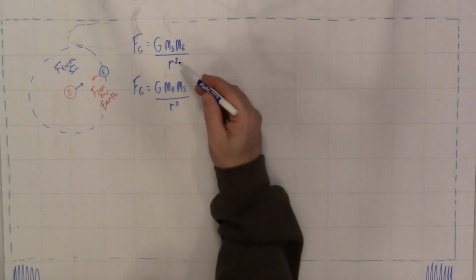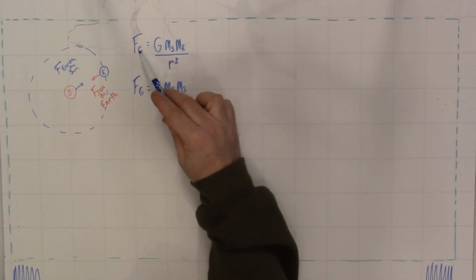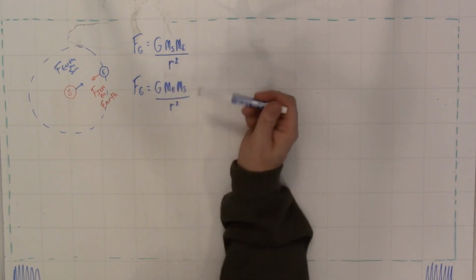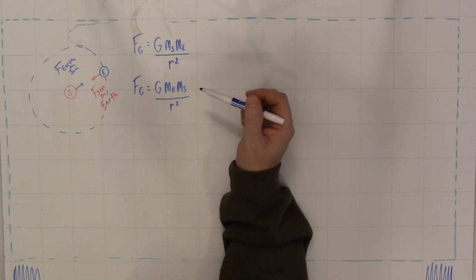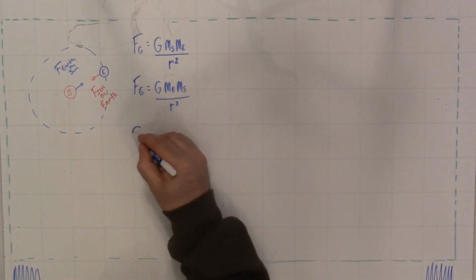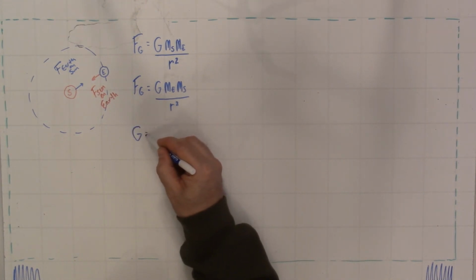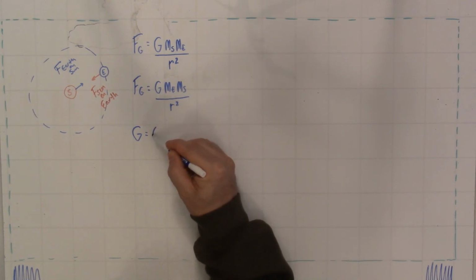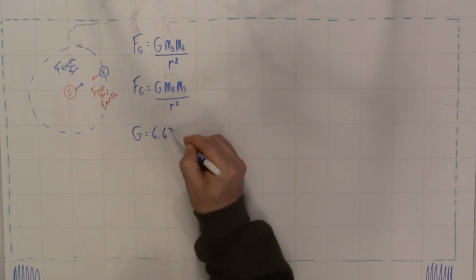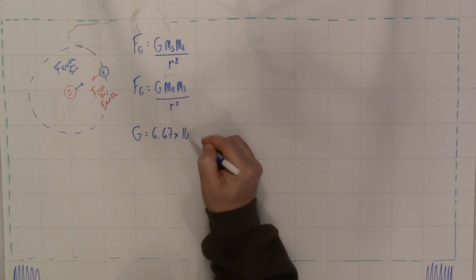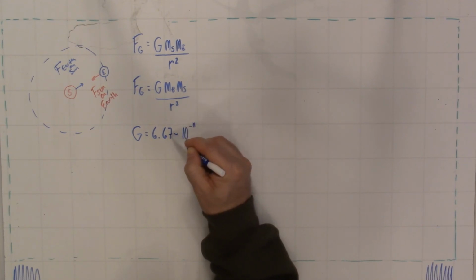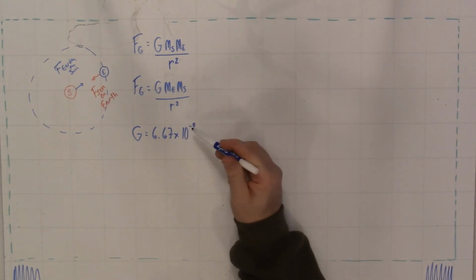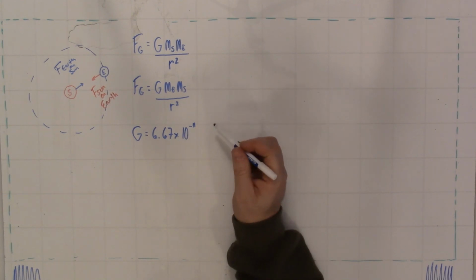This is an inverse square law, which means if you doubled the distance between them, doubled that radius, you would decrease the force by a factor of 4. This big G is called the universal gravitational constant, or the gravitational constant of the universe, and it's 6.67 times 10 to the negative 11. Now, it has units, and its value comes from the units.